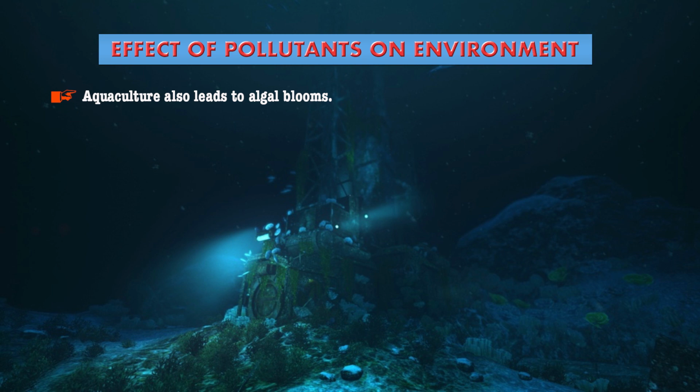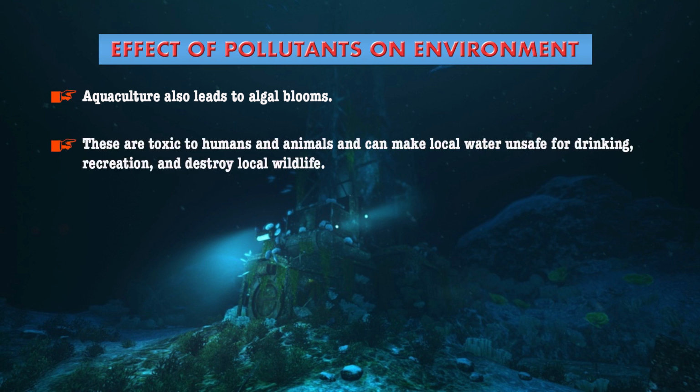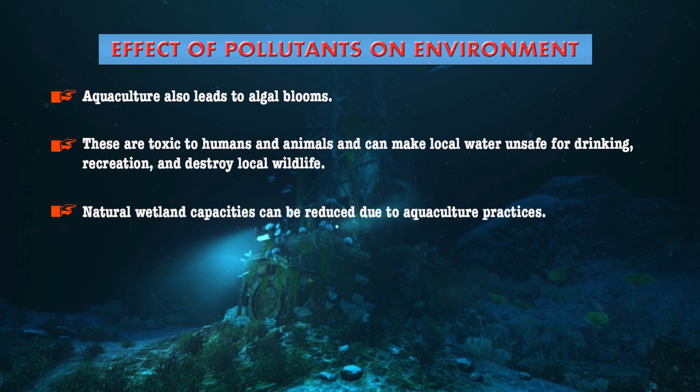Aquaculture will also lead to algal blooms. These are toxic to humans and animals and can make local water unsafe for drinking and recreation, and they can also destroy the local wildlife. Natural wetland capacities can also be reduced due to aquaculture practices. Because even in a natural wetland ecosystem, people like to go there for ecotourism purposes. You would like to go in those wading waters using small canoes or boats, which are sustainable, where you can row the boats. So even that will be stopped due to this kind of aquaculture practice, which is destroying the local recreation and the wildlife.